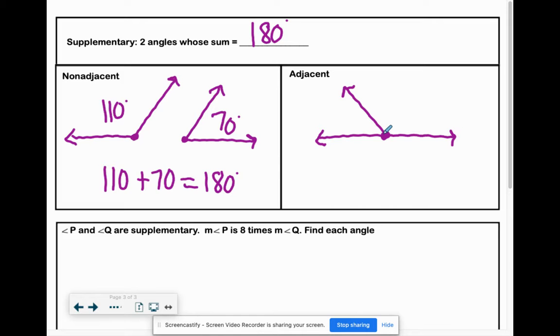What do you want our obtuse angle to be on this one? 120. 120, which makes our smaller one have to be 60. Yes, ma'am.